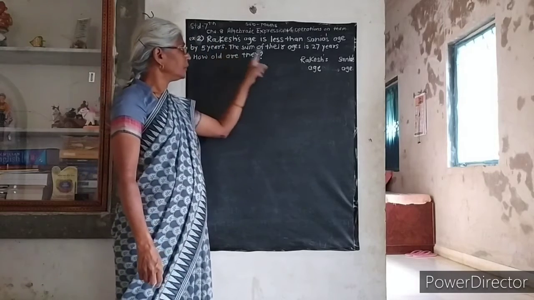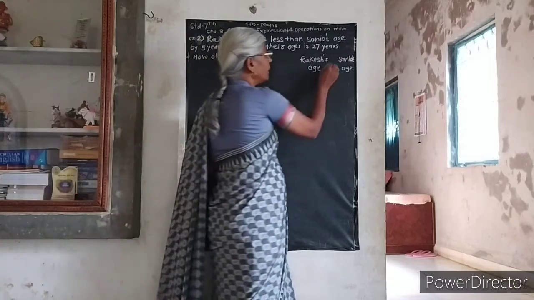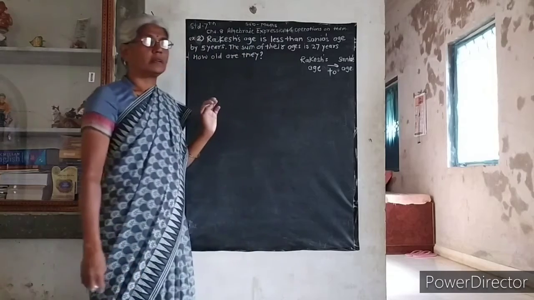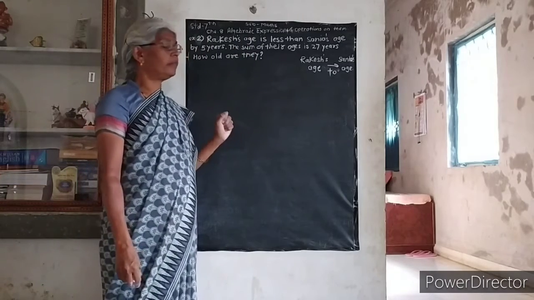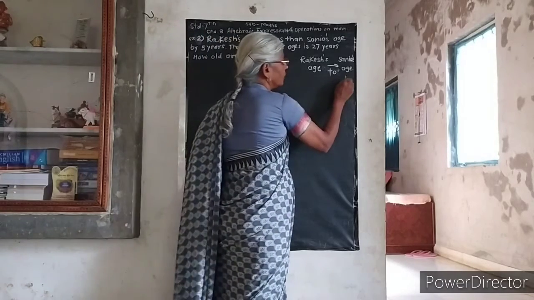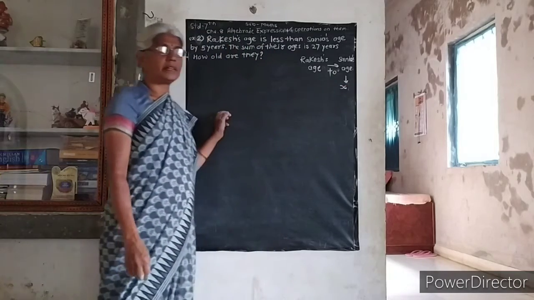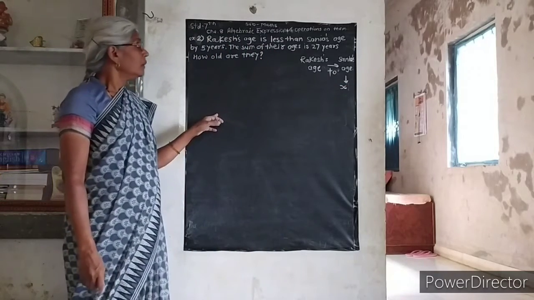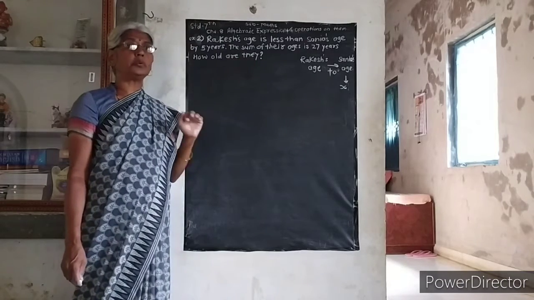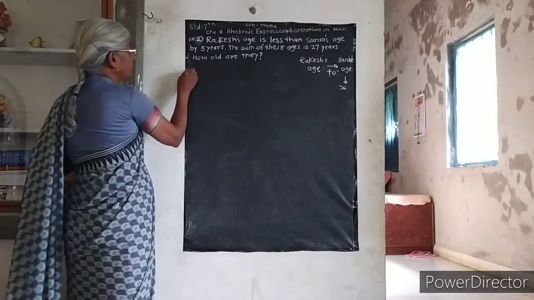If we read here, you see that Rakesh's age is compared to Sania's age. Here we use one variable to show the age of Sania. If we take that variable as x, how old are they? It means to find their today's age.